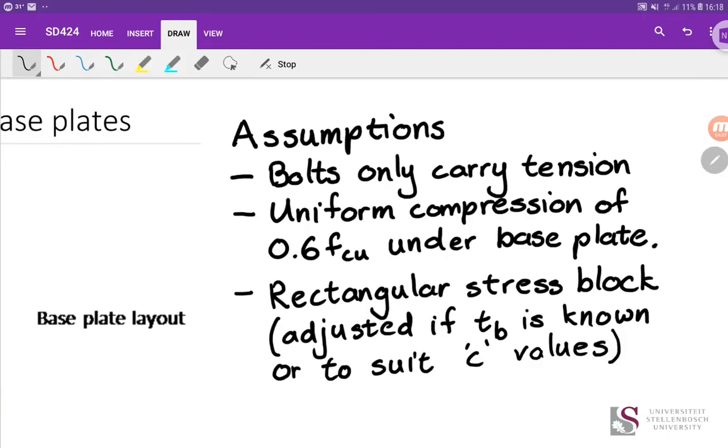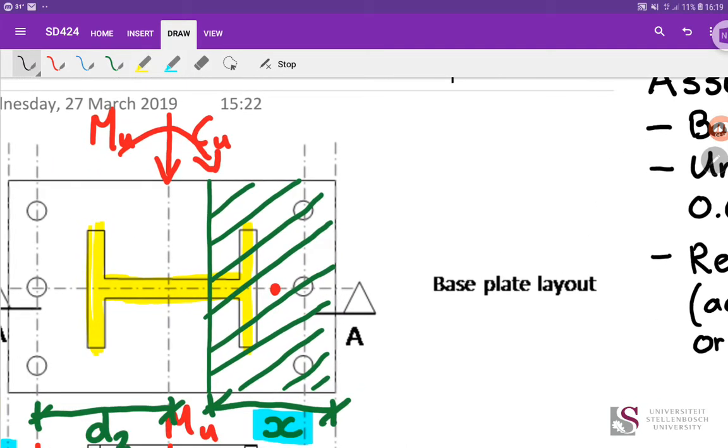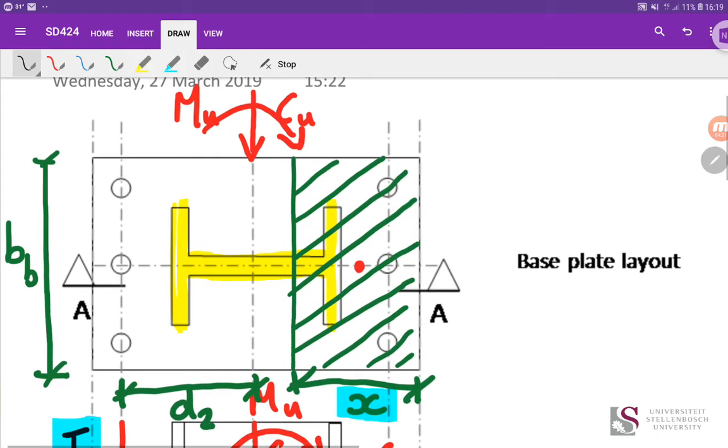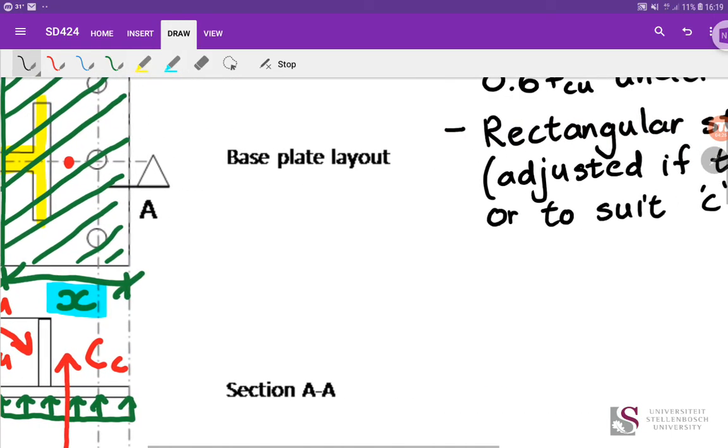Okay, so these are our assumptions. Firstly, we assume that the bolts only carry tension. So if there is compression on them, we just ignore them. Having a look at the side, you'll see on the right-hand side I've totally ignored the bolts. It doesn't matter whether they're there or not. And on the left-hand side, they are only carrying a tension. They are carrying that force TB down.